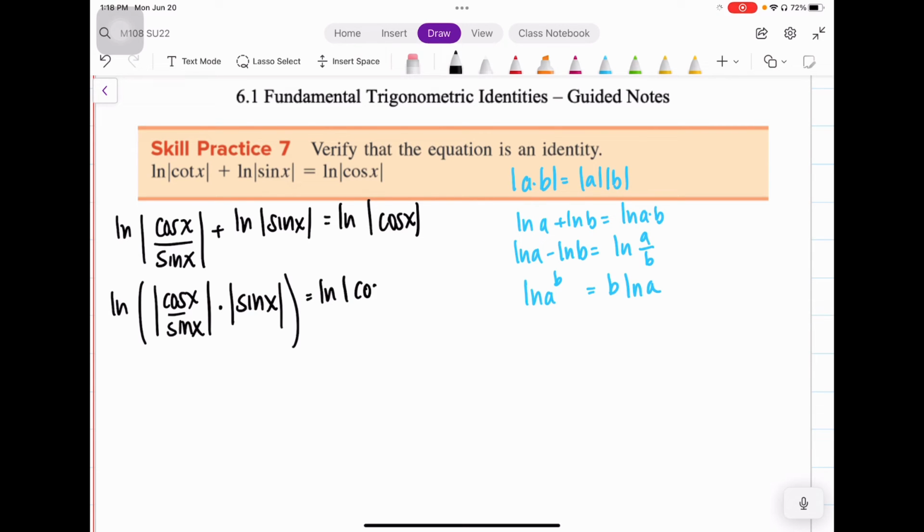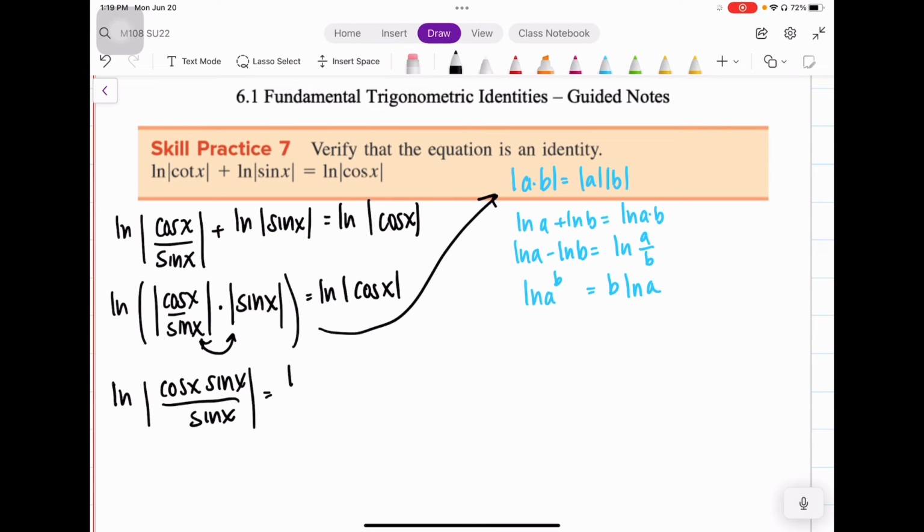That's equal to the natural log of absolute value of cosine of x. And then I can combine these two into the same absolute value based on the rule that I put up here. That's going to give you cosine of x times sine of x, over sine of x in absolute value. That's equal to the natural log of cosine of x. And notice that those sines of x cancel, and you have the natural log absolute value of cosine of x equal to the natural log absolute value of cosine of x, which verifies the identity.